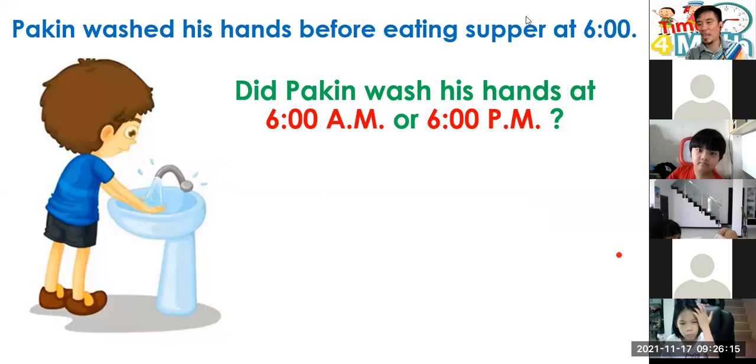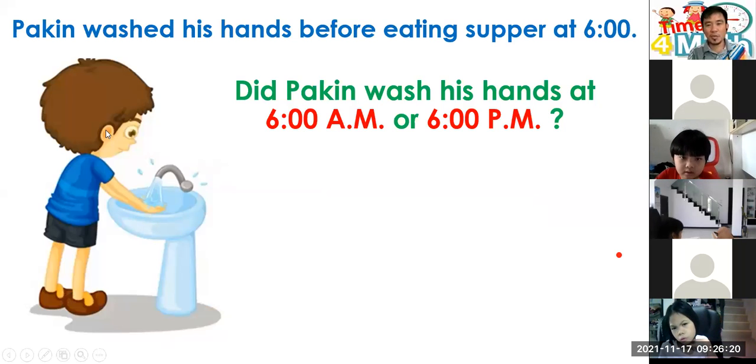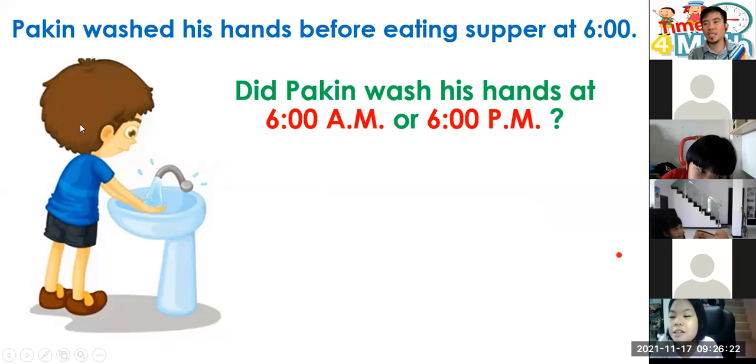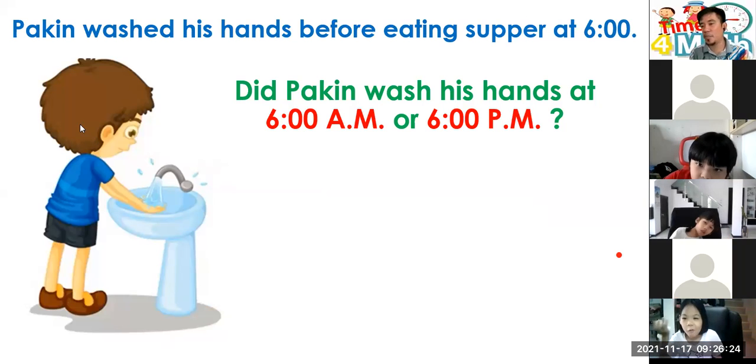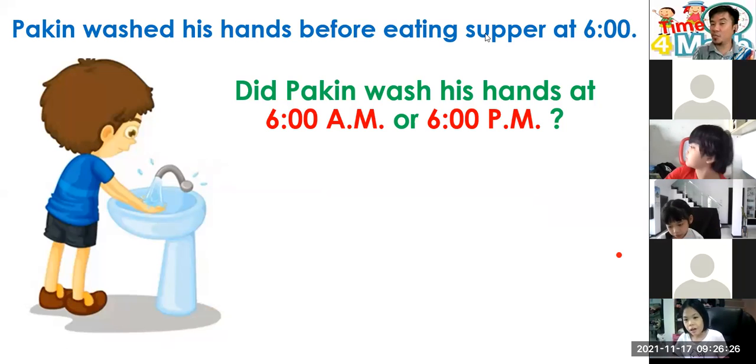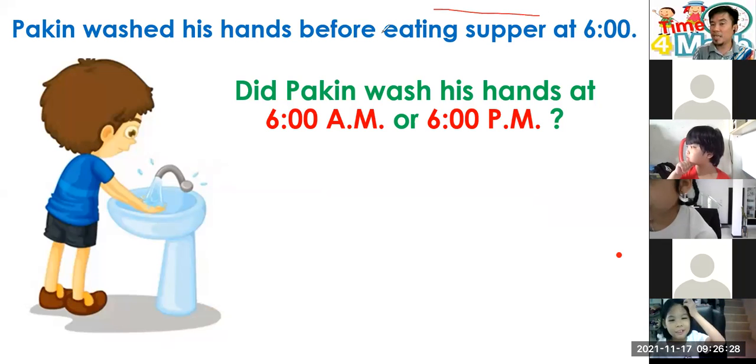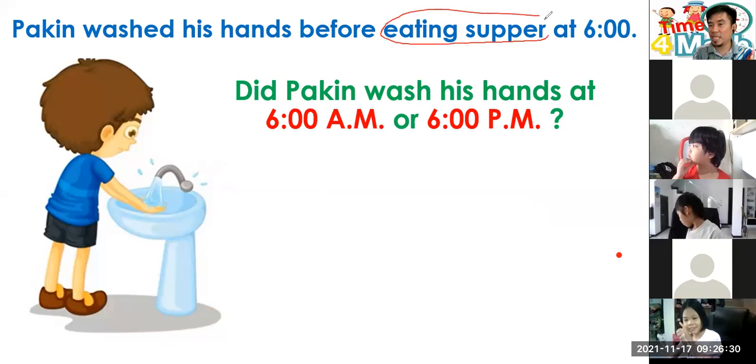Pakin is in the 2/2 classroom. He is from 2/2. So this is Pakin. Pakin washed his hand before eating supper. Supper is another term, we call it dinner, okay? Eating supper or eating dinner.